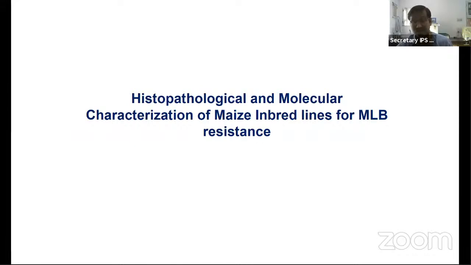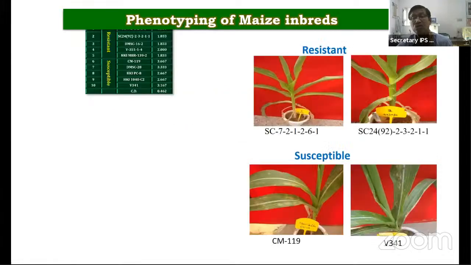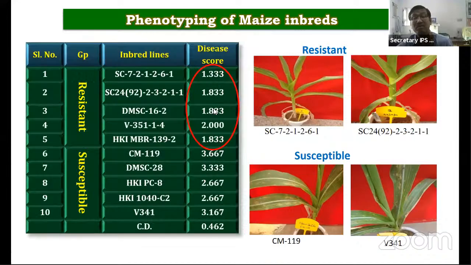Based on this, genotypic characters, histopathological and molecular characterization we also performed. So here we ultimately got 2 groups. Here is the resistant germplasm in bed lines, and these are susceptible lines.